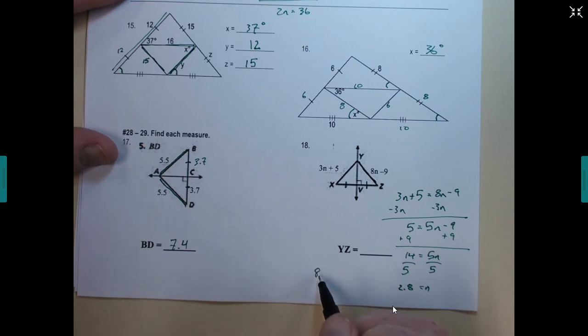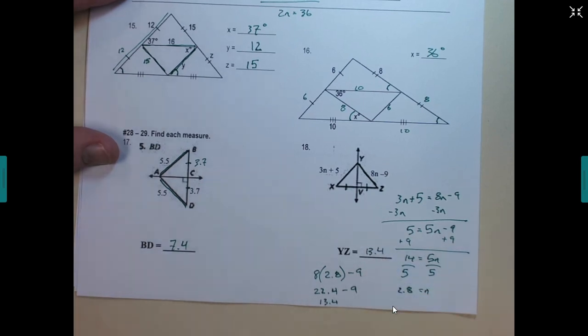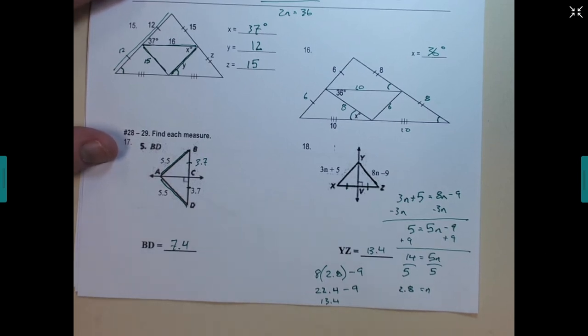So instead of 8 times n, I would need to know what is 8 times 2.8, and then take away 9. Well, 8 times 2.8, 22.4. I think I'm doing that in my head. Take away 9, and I believe we're looking at 13.4. I hope you guys check my math on that. But that should be page 2 of the test.